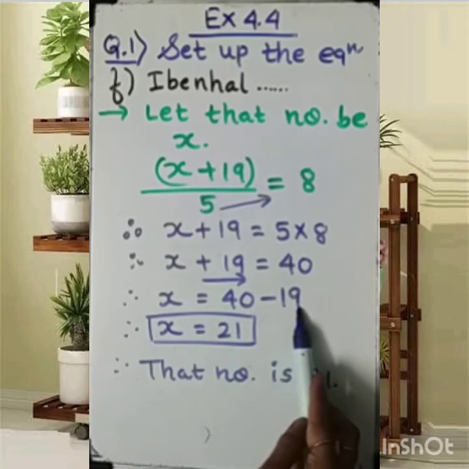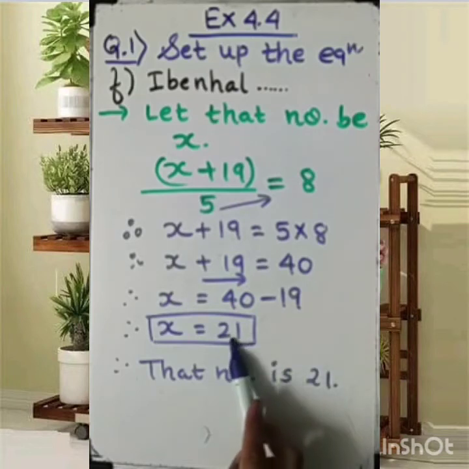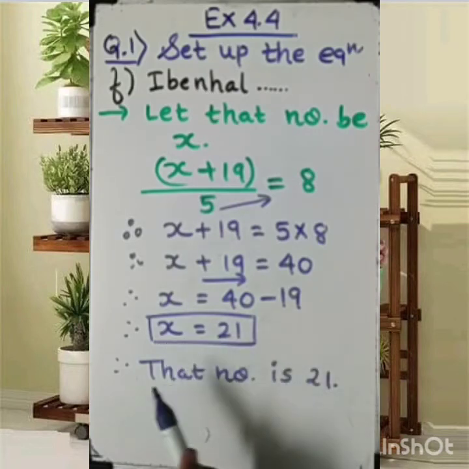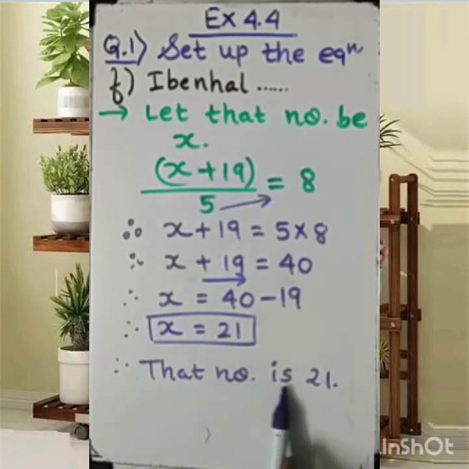My dear student, 40 minus 19, that is 21. So x equal to 21. Therefore, that number is 21. We need to mention, therefore, that number is 21. This is the complete solution.